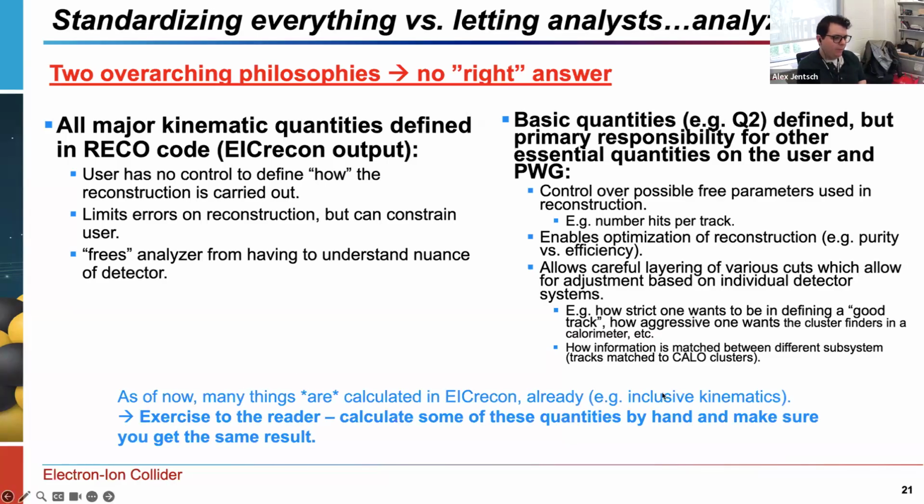So we have things like Q square already reconstructed in EIC Recon in a standard way, as well as a couple of alternative ways. The idea there was that something so fundamental to every single analysis perhaps should be standardized to avoid errors. But there is a little bit of a drawback to this potentially, and that's that it takes the responsibility off of the analyzer and potentially means the analyzer is learning a little bit less about the things they need to learn for their education.